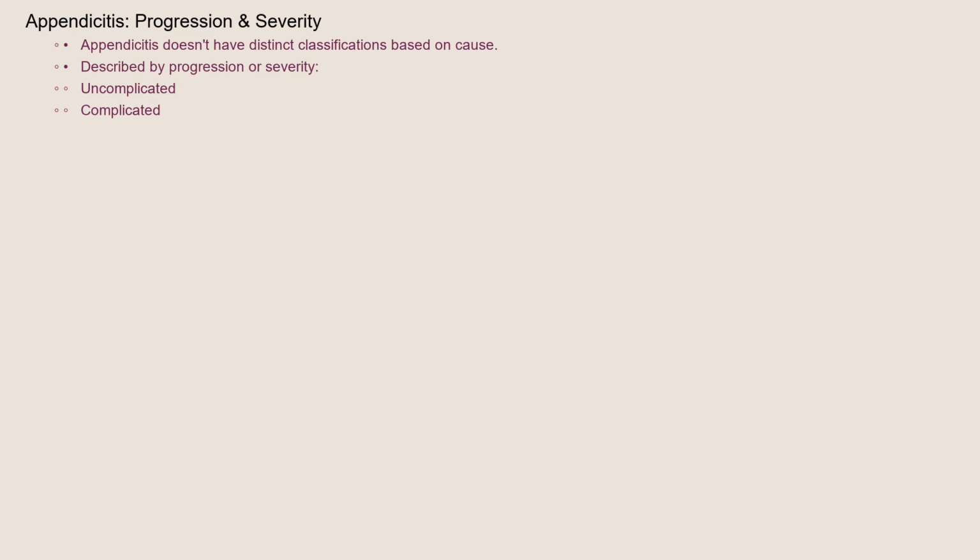Appendicitis doesn't typically have multiple distinct classifications or types based on the underlying cause. However, we can describe the progression or severity as uncomplicated or complicated appendicitis. Uncomplicated appendicitis refers to inflammation of the appendix without perforation. Complicated appendicitis means that the appendix has perforated or ruptured, leading to peritonitis or an abscess.